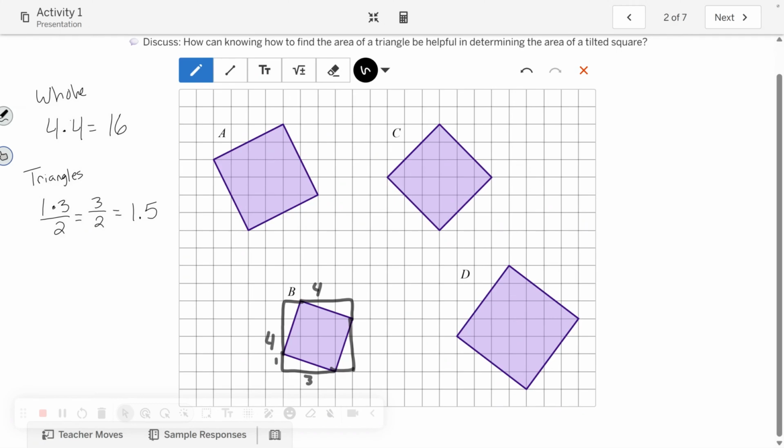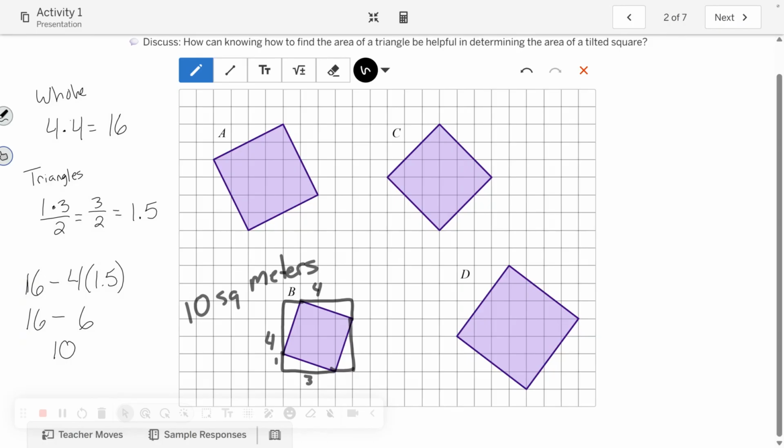Then we need to put it together. So the whole thing, 16, minus 4 triangles that are each 1.5 units. So 16 minus 4 times 1.5. We're going to bring the 16 down. 4 times 1.5 is 6. Check a calculator if you don't believe me. And then 16 minus 6 is 10. So this shape is 10 square units.